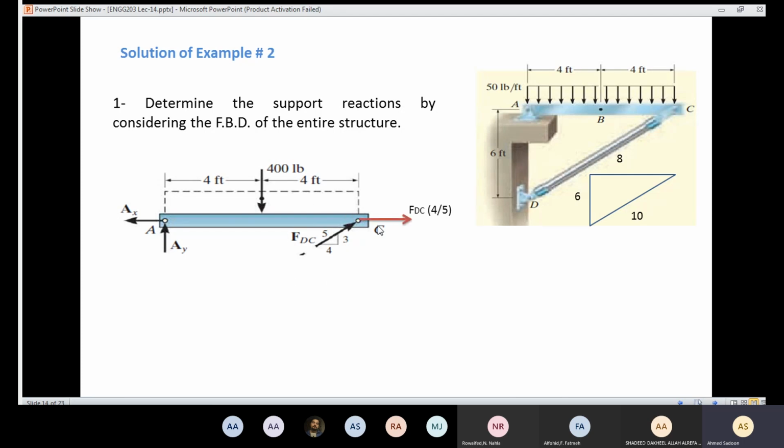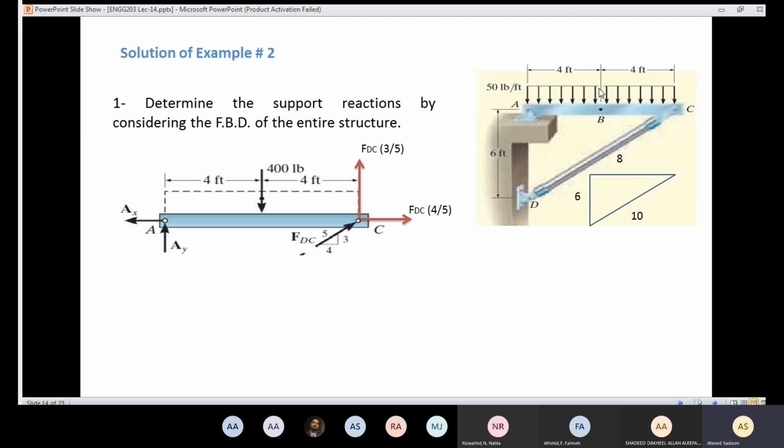FD, you are going to have a component in X and a component in Y. The component in X is going to be FDC times 4 over 5, and the component in Y is going to be FDC times 3 over 5. Also, here we have a rectangular distributed loading. In order to deal with that, we need to express it as a single resultant force, and we'll learn how to do that.